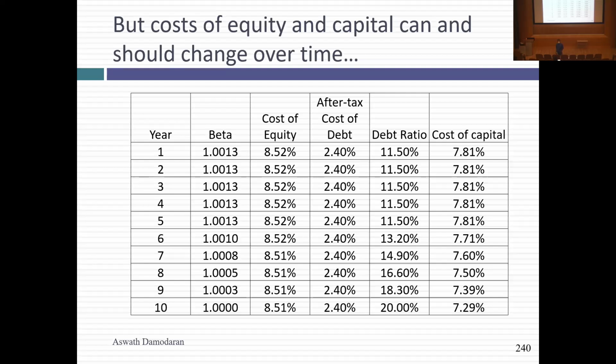You ask me, how do I know? I don't. This is my estimate. I could be wrong in hindsight, but I don't think this is going to make or break my valuation. But the bottom line is my cost of capital starts at 7.81% and over time drifts down towards the cost of capital of an average company.